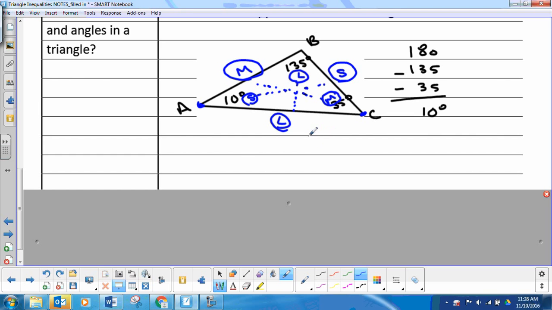And if I'm going to put the sides in order from greatest to least, then I'm going to say that AC is the largest, AB is the medium, and BC is my small side. So again, just to confirm, this is from greatest to least. Make sure you write that down.